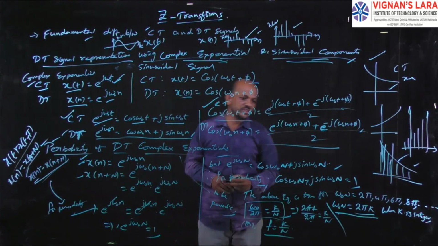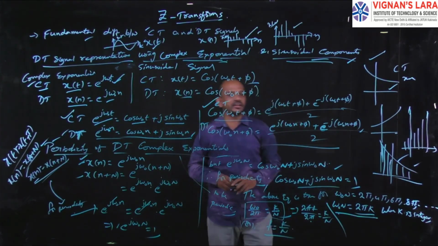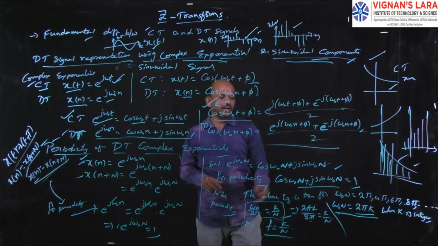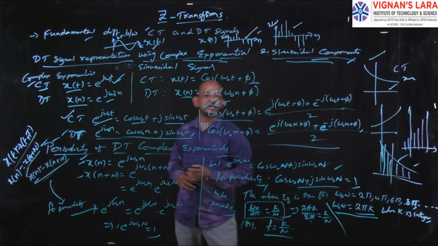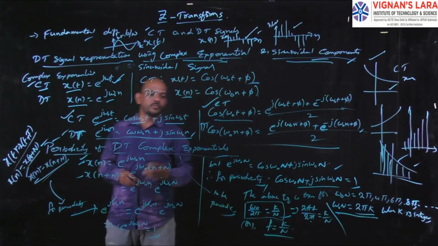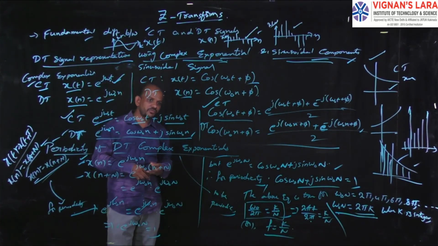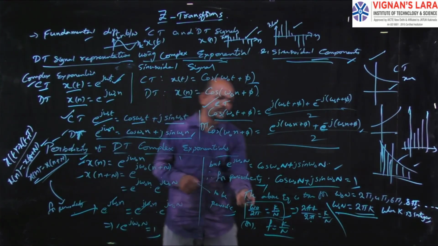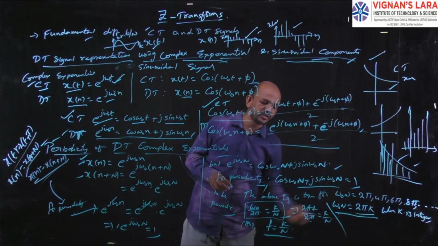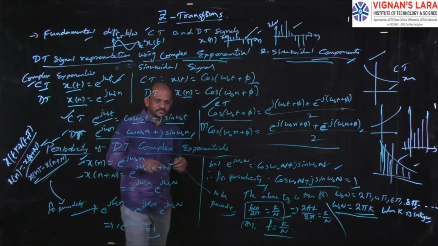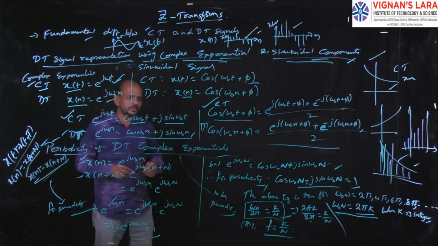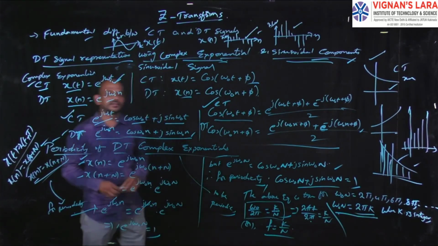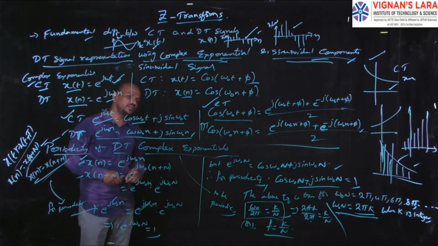If this equation has to be satisfied, the values of omega naught n will be equal to 2 pi k, where k is an integer, and from this I get omega naught by 2 pi equal to k by n. So this is the condition for a discrete time complex exponential signal to be periodic. We know the value of omega naught is 2 pi f. If the 2 pi cancel, f equal to k by n. So for a discrete time complex exponential signal to be periodic, it has to satisfy the condition omega naught by 2 pi equal to k by n, or f equal to k by n. With this, the explanation of these three topics is done.